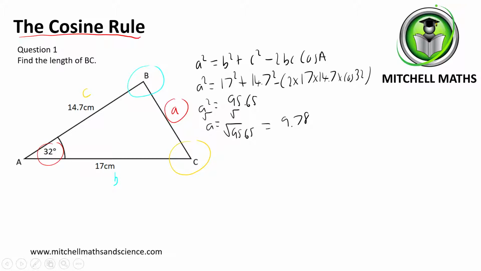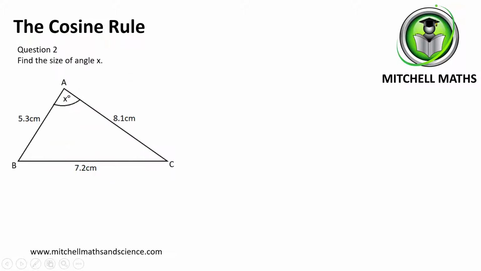Now let's look at how you can use it to find an angle. The formula is just a rearrangement of the formula we saw on the other page, but you're probably best off just learning it. It's cos A equals b squared plus c squared minus a squared over 2bc.